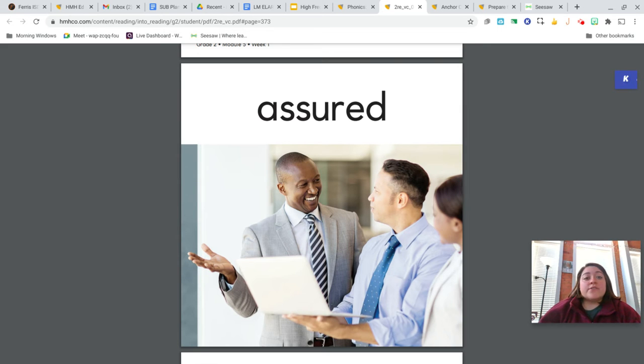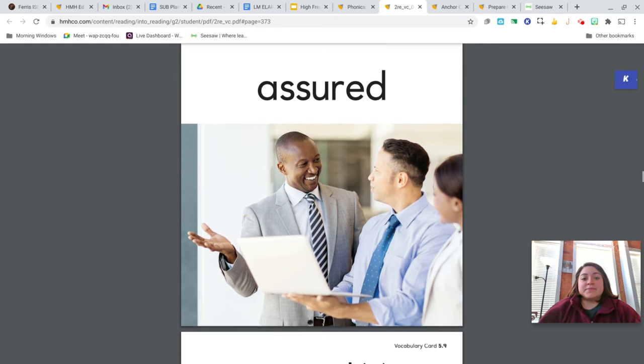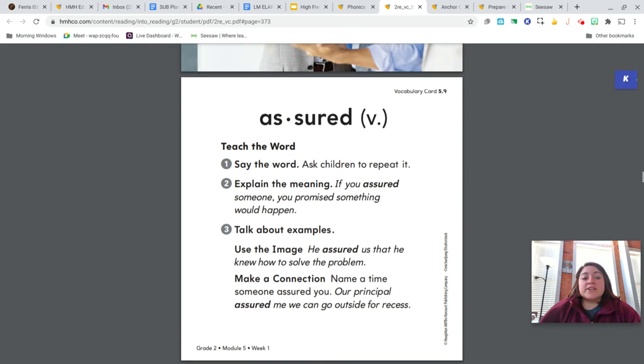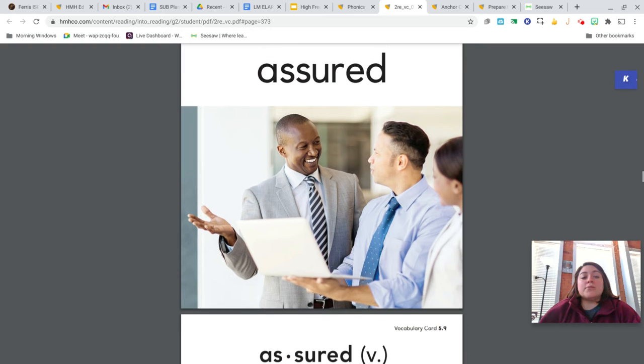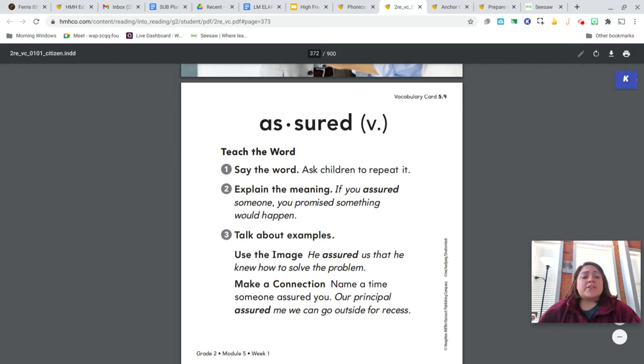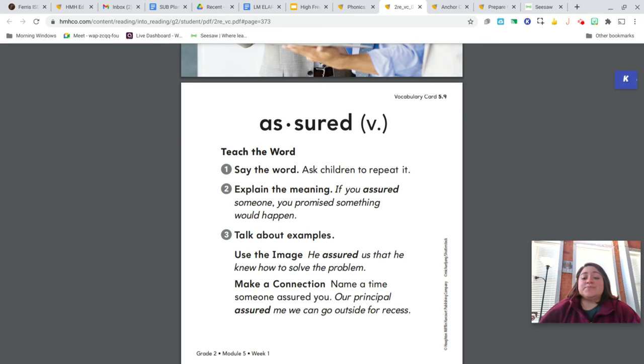All right, here is the first word. Everybody repeat after me. Assured. Great job. It says, if you assured someone, you promised something would happen. He assured us that he knew how to solve the problem. Our principal assured us when we can go outside for recess. Normally that would happen on our weather days, when it's rainy or snowy or too cold, our principal will assure us if we can go outside or not, okay?